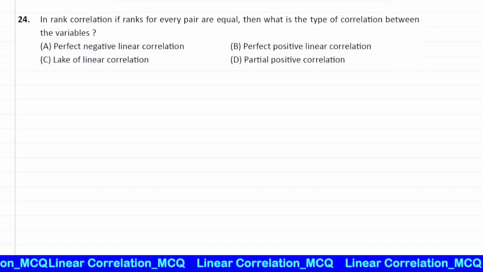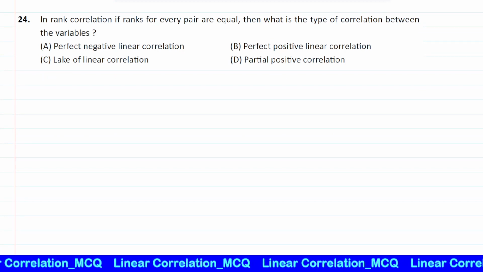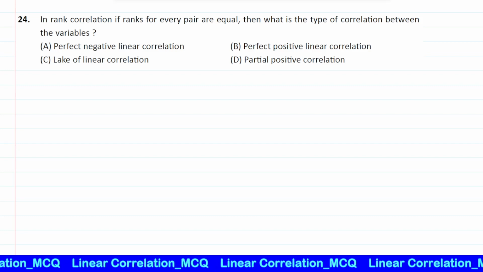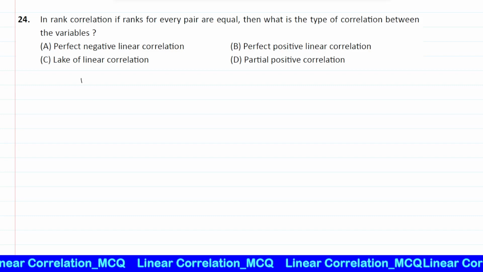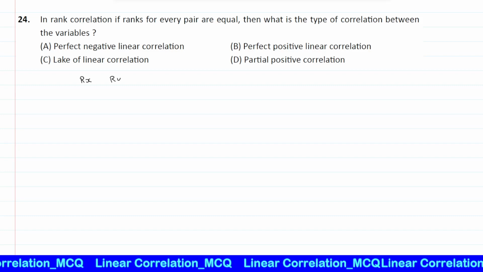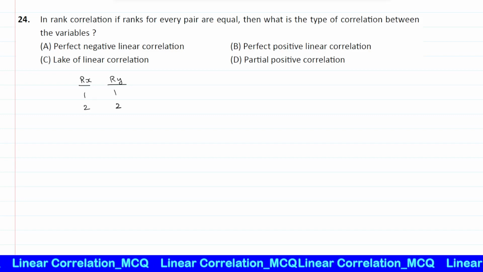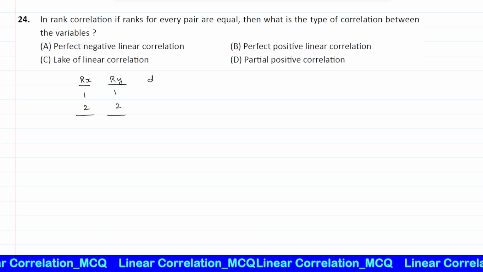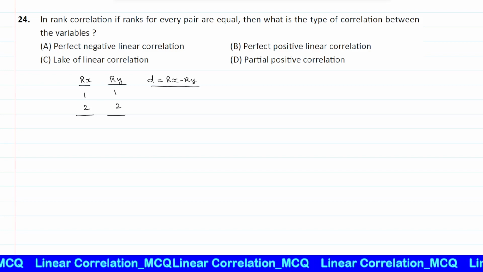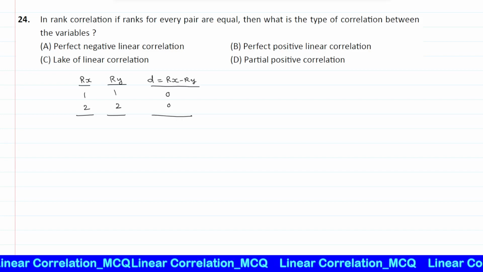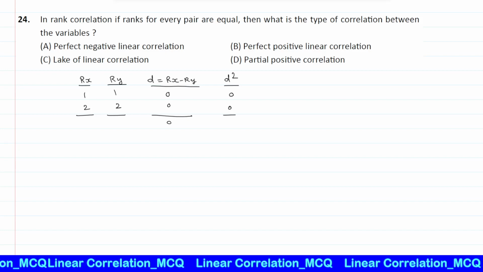Question number 24. In a rank correlation, if the ranks of every pair are equal, then what is the type of correlation between the variables? Ranks are equal means Rx and Ry are both equal. Like this, take observations 1, 2. Then D equals Rx minus Ry, which is 0 and 0. Sigma D is 0. Similarly, sigma D square is also 0.